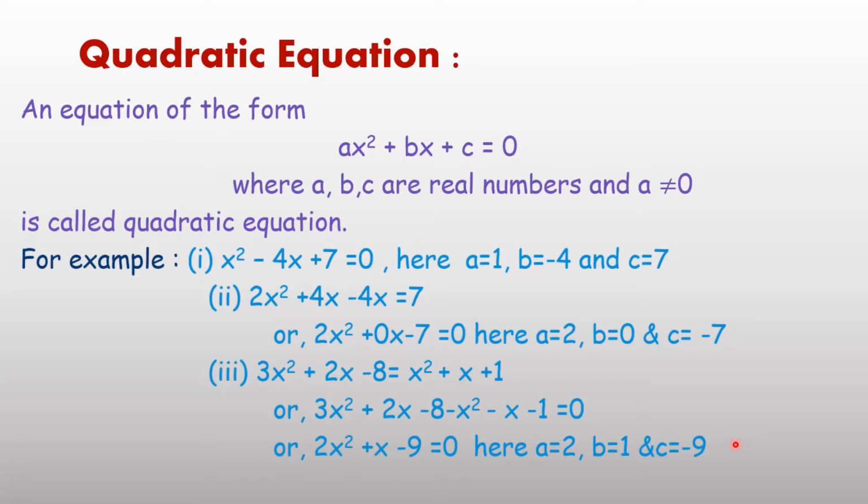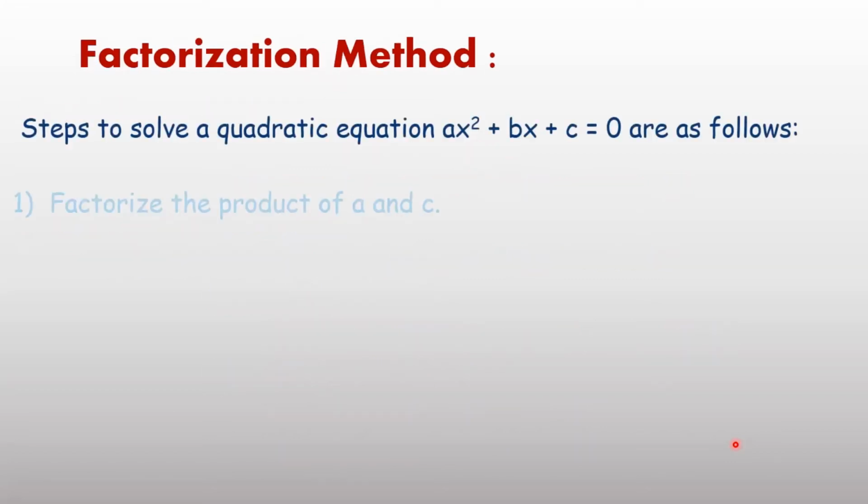An equation which is in the form of ax square plus bx plus c equal to 0, where a, b, c are real numbers and a not equal to 0, is known as a quadratic equation. Symbols of a, b and c to remember: coefficient of x square means a, coefficient of x is b and constant term is c. Now, the first method by which you can solve: factorization.